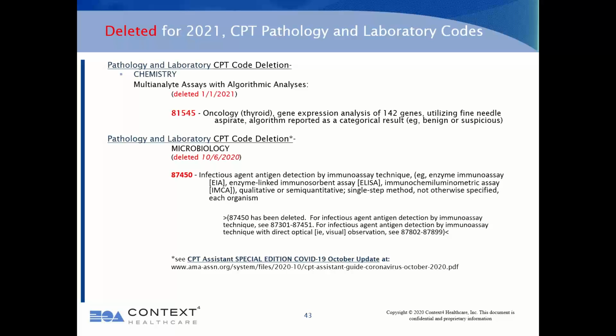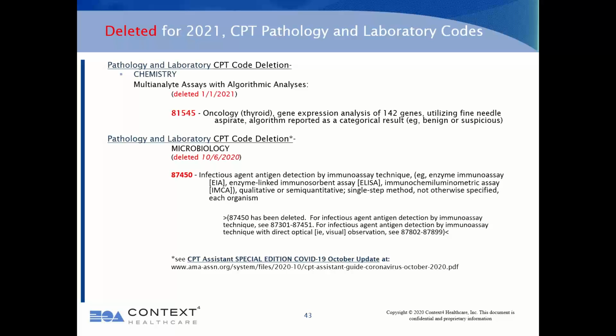Thyroid malignancy gene expression analysis of FNA, current code 81545, is being deleted. And towards the bottom of this slide, 87450 has been deleted because it was rarely used. AMA deleted this on October 6, 2020, which was after CPT 2021 books were printed, so it still appears in the book. A parenthetical note in the AMA posted changes redirects us to consider 2 other code intervals, 87301 through 87451, or 87802 through 87899.